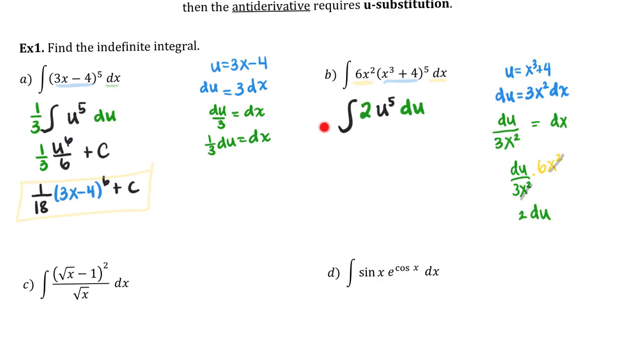Now that this integral is written entirely in terms of u, we just take the antiderivative like normal. So I'm going to raise it to the 6th, I'm going to divide by 6, and I'm going to add a constant. And then because my original function was written in terms of x, I'm going to resubstitute back in. Where u is, I'm going to re-plug in the x cubed plus 4. It's still to the 6th. It's still plus a constant.